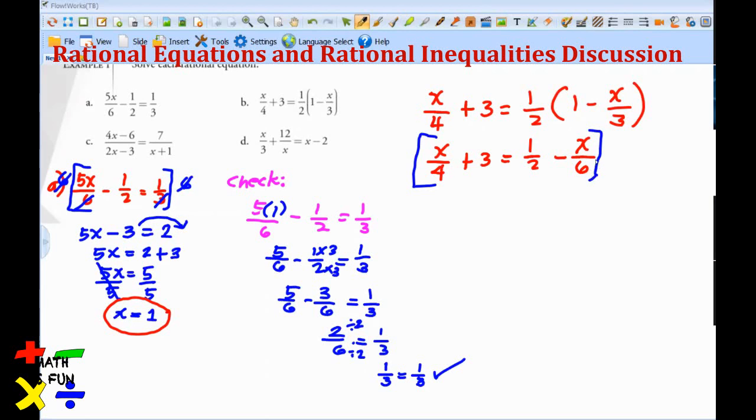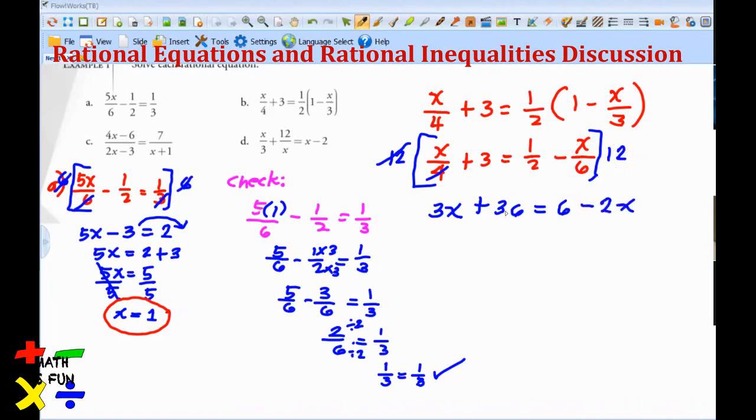What is the LCD of 4, 2, and 6? What's the LCD between 4, 2, and 6? 12. So 12 divided by 4 will give you 3, so 3x. 12 times 3 is 36. Equals 12 divided by 2 is 6 times 1 is 6. 12 divided by 6 is 2 times x is 2x.